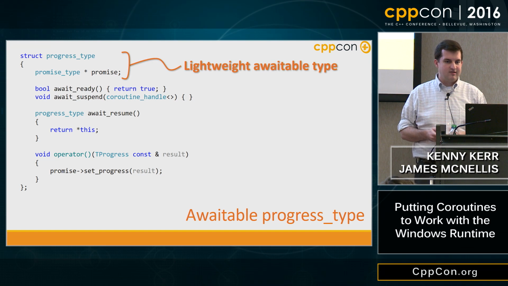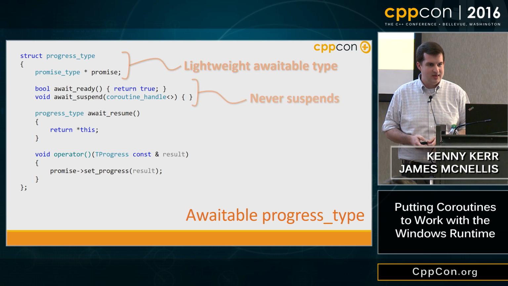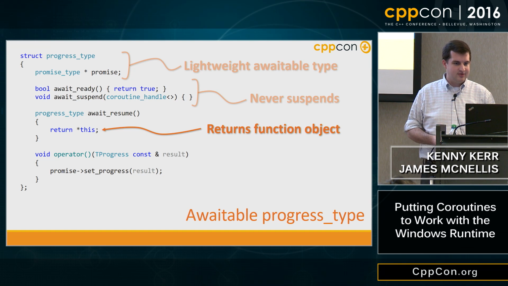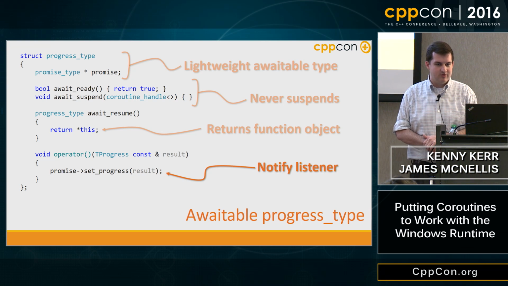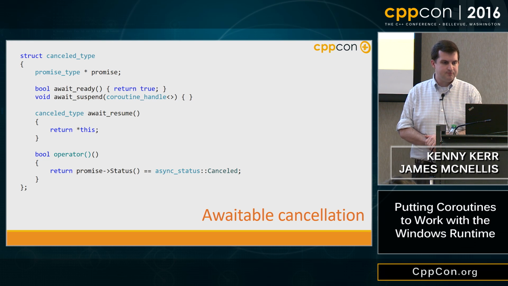So the key here is that it's a lightweight awaitable type. It doesn't actually have a whole lot of state to it. It's not going to cause you to do any allocation. It doesn't suspend. It returns the function object, this progress type object, and then inside of that operator, we just notify the listener. And we'll do the same thing for the cancellation token.